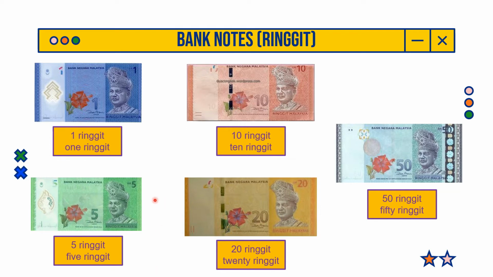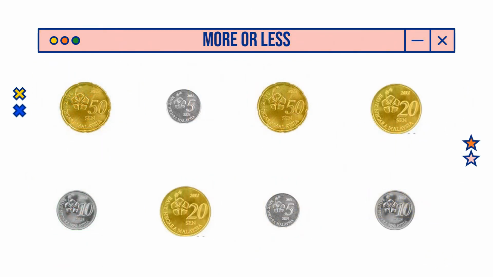Let's repeat. Jom ulang. 1 ringgit, 5 ringgit, 10 ringgit, 20 ringgit, 50 ringgit. Very good, everyone. Let's see which is more and which is less. Yang mana lebih ataupun yang mana kurang. More means lebih. Less means kurang.